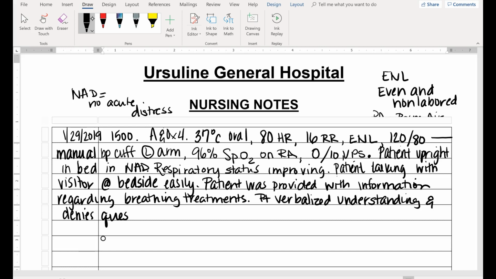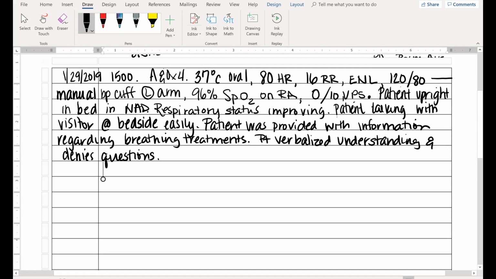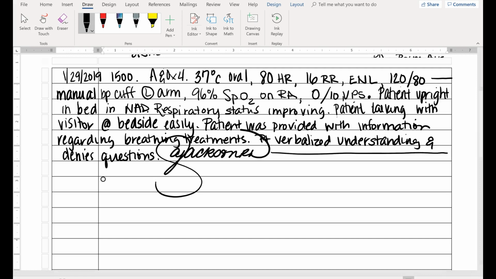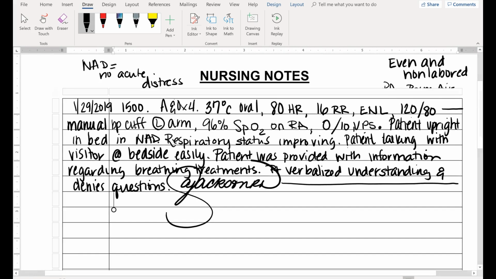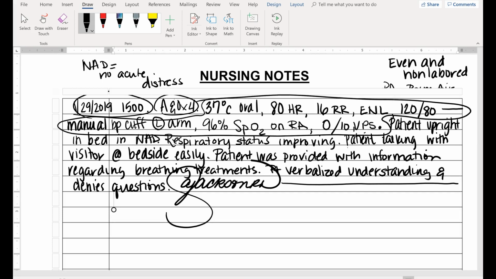Okay, so it's important that we verbalize, or we get the patient to verbalize that they understand and they didn't have any questions. Now what you're going to do is you are going to sign your note here, okay, at the end. Okay, and we're going to draw a line all the way to the end. Okay, so date, time, A and O times 4. So this is 1 element, this is 2 elements. Your vital signs have to go in the right order. Okay. You write whatever it is that you need. You include your intervention here. Okay. This is really important.